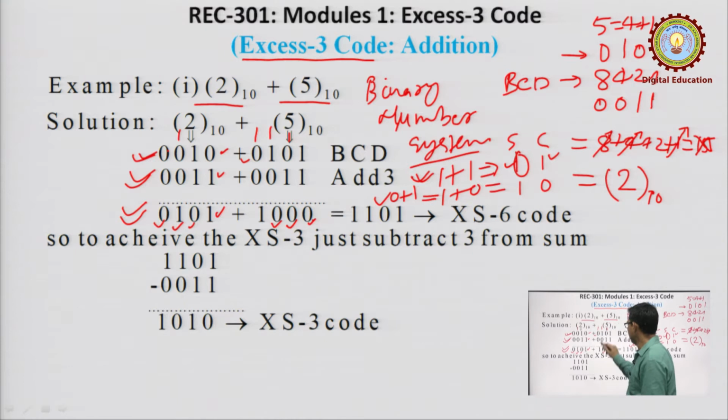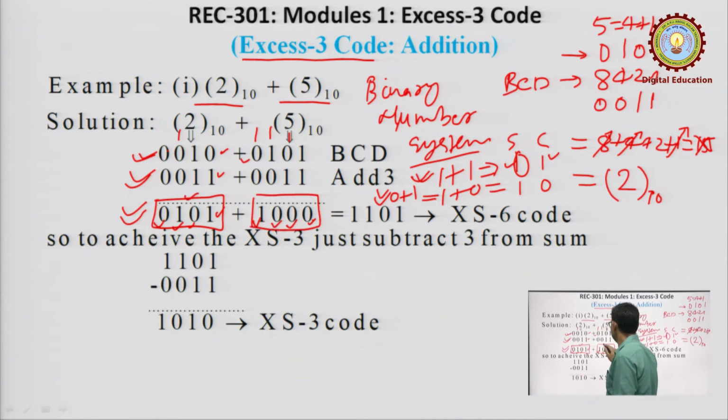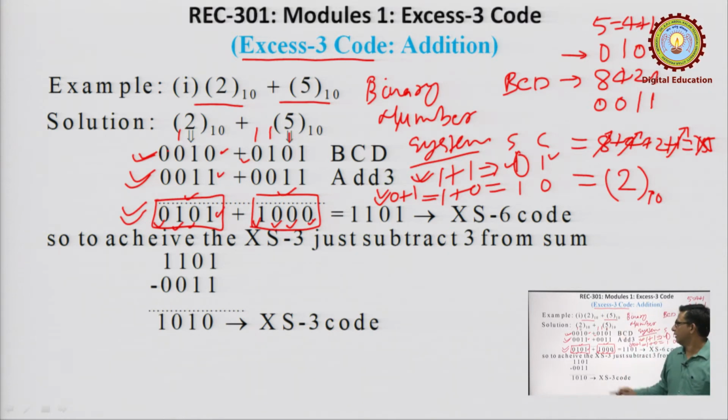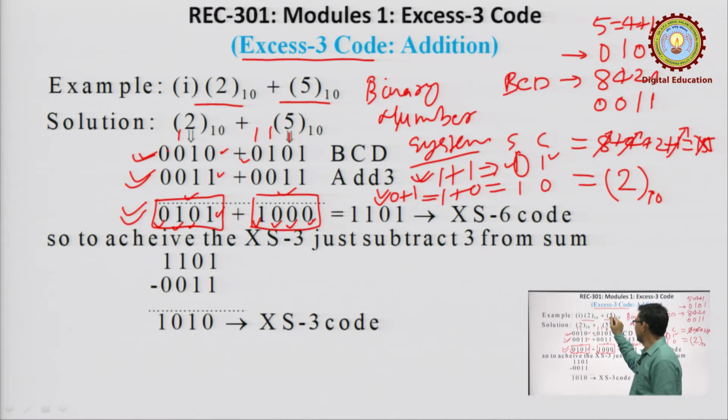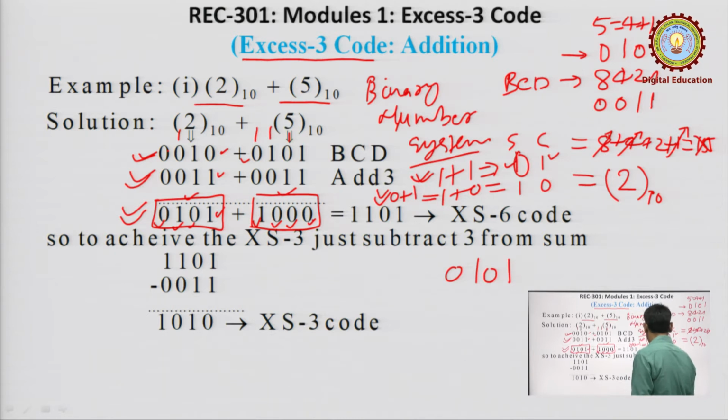So, this carry will go here and 1 plus 0, from here we can see the sum will be 1. So, that is why the sum is 1. So, when we add these, these are the XS3 code for 2 and this is for 5. But in our question we want to add 2 plus 5, it means we have to add these two codes. Okay. So, when we add these two numbers, the numbers are 0 1 0 1 and 1 0 0 0. So, we will add these.